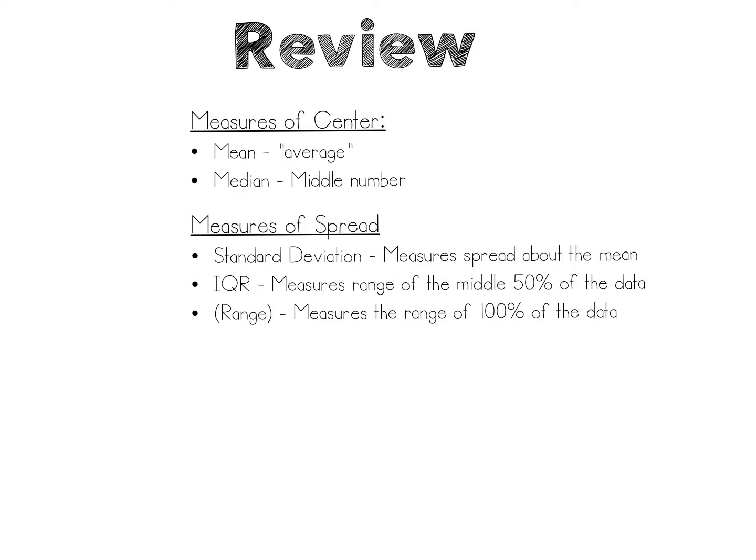And then we have measures of spread. We've talked about standard deviation, and that talks about the measure of spread about the mean. So we take the mean and we look at how far away the data is from the mean. And then we have IQR, which measures the range, so we're talking about the smallest to the largest, of the middle 50% of the data. So we're not going to worry about the outside 25%. We're just looking at what's inside that box in a box plot.